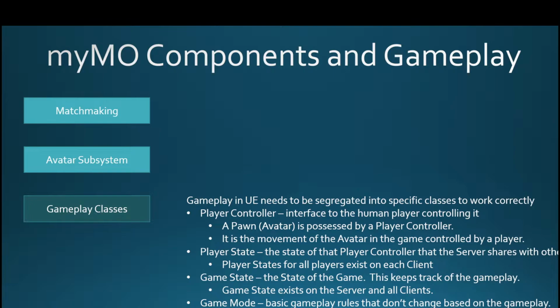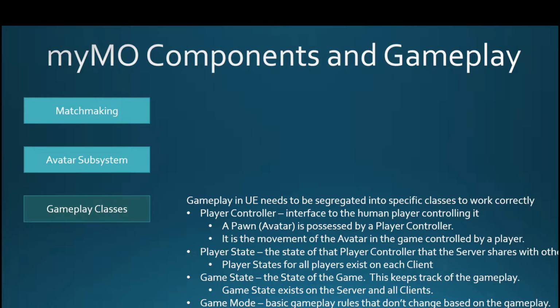So when you change your avatar, what you're doing is saying, I want my controller now to possess a different skeletal mesh and skeleton, and it becomes known in the game as a pawn. The movement of the avatar in the game is controlled by the player, and they can move the character around using whatever they've set up to control it. You can use mouse or joystick, and you set that up in the project settings.